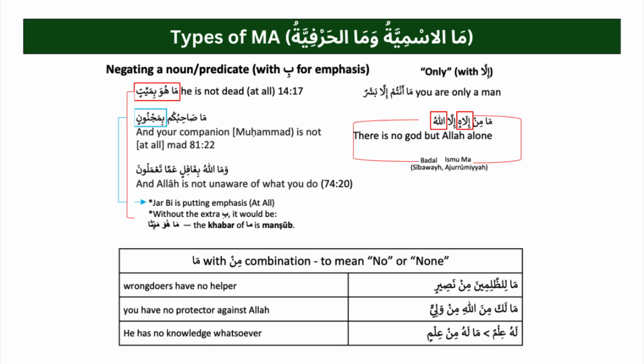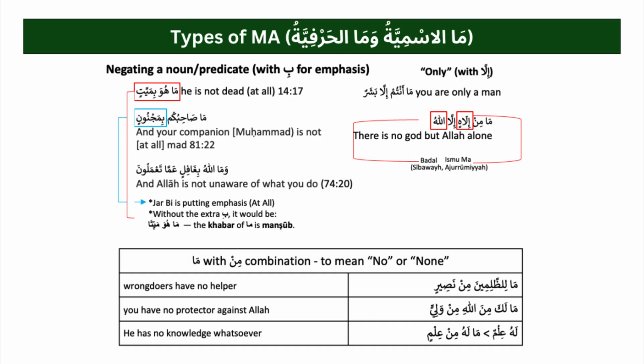But the student must remember the grammatical idea on the slide. Without that extra ba, the original structure would still be one in which the khabar of ma is mansoob. That is why the slide says, without the extra ba, it would be ma huwa mayyitan. So this section is teaching both the normal rule and the emphatic variation.